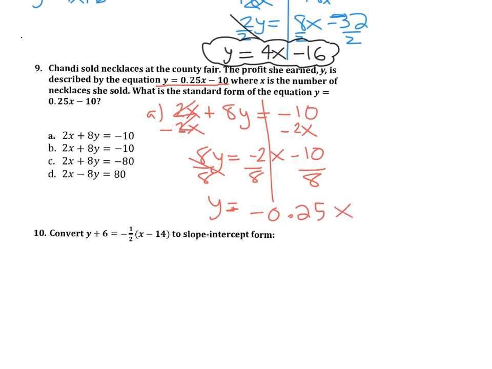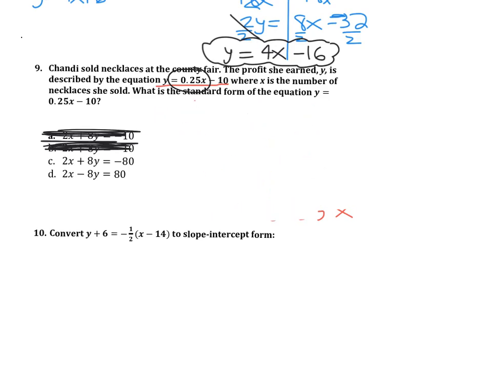I can already tell right here, though, that I'm supposed to have a positive 0.25, and I have a negative. So this is not the right answer. And good news for you, A and B are actually the same answer choice, so we can also eliminate B. That was a mistake on my part, but great news for you. So now we just need to try C and D.